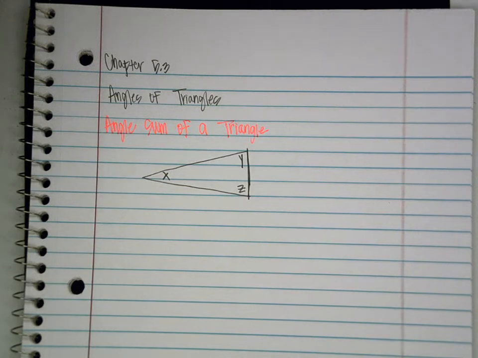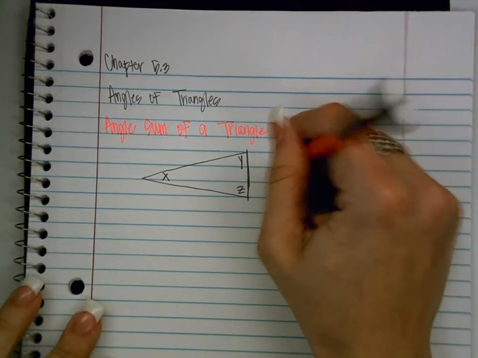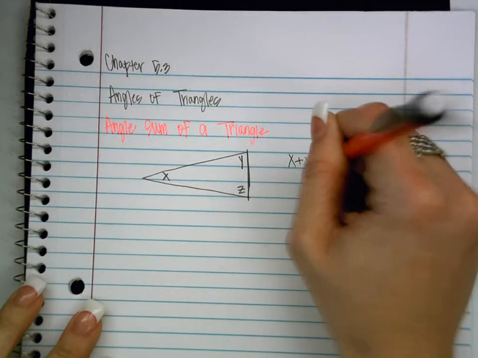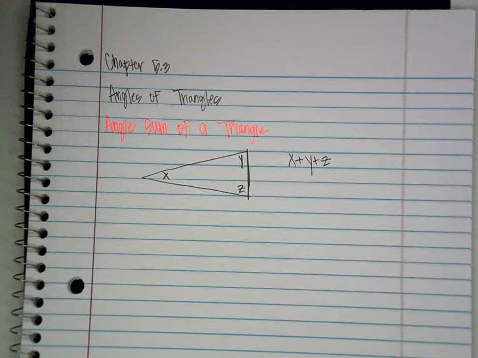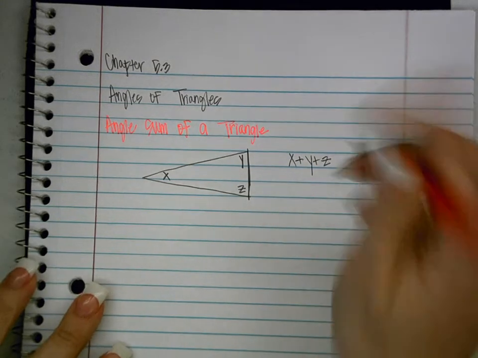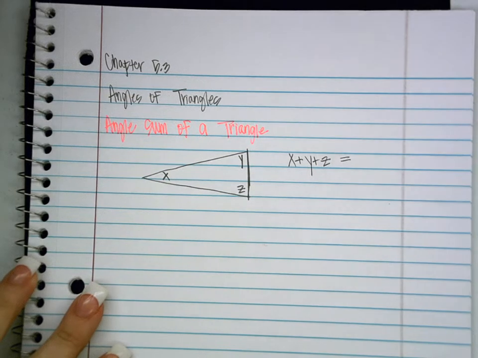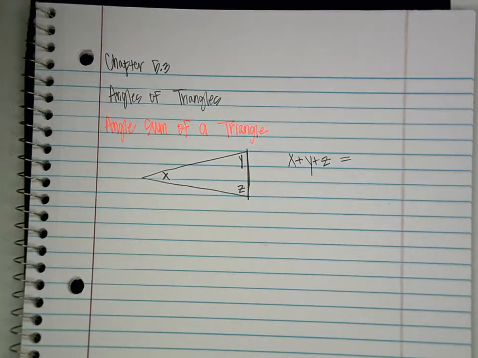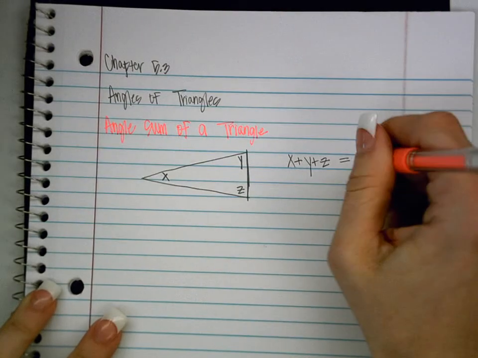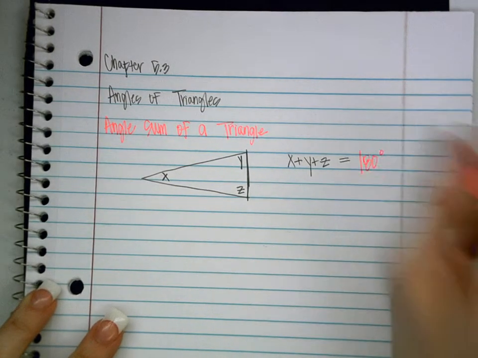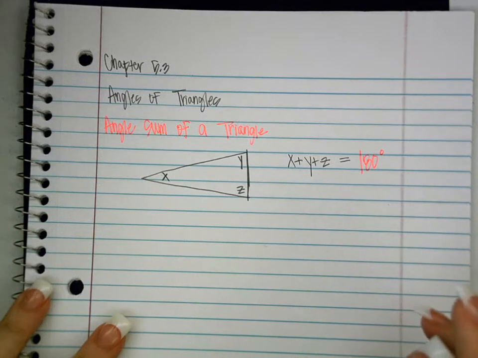Okay, angle sum. If we add all of those together, X plus Y plus Z, first off, how many angles will be inside a triangle, no matter what it looks like? 3. There are different types of triangles, but there's always going to be 3 angles inside. Does anyone know what it's all going to add up to? 180. So it adds to 180 degrees, no matter what your triangle looks like.